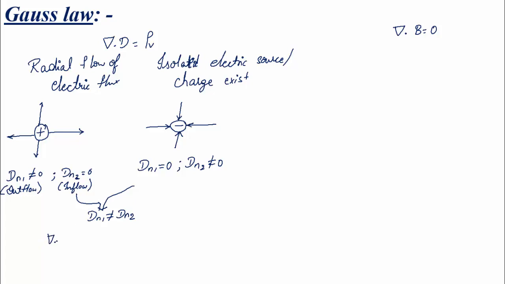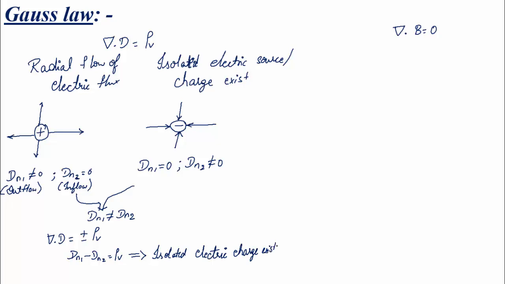So what I'll be getting is del dot D equals plus or minus rho V, or I can write dN1 minus dN2 equals rho V. This plus or minus sign will be taken care of by dN1 and dN2. Based on this, what I can tell is that isolated electric charge exists. You will be getting an isolated positive charge, or you can find a negative charge. So isolated electric charge does exist.